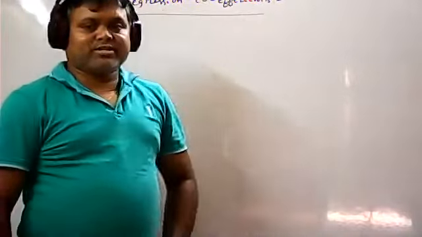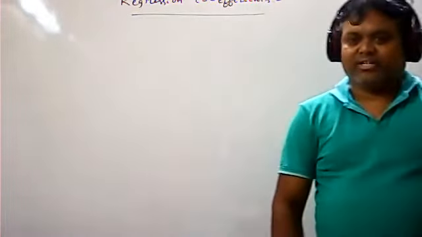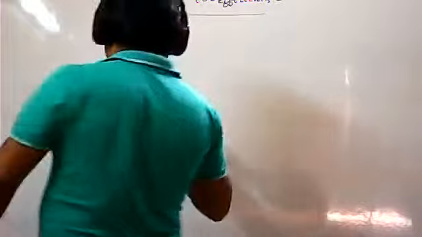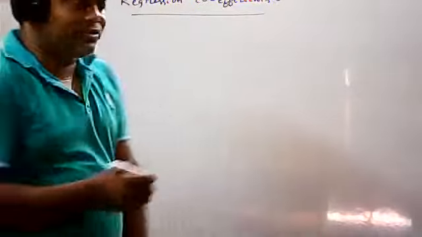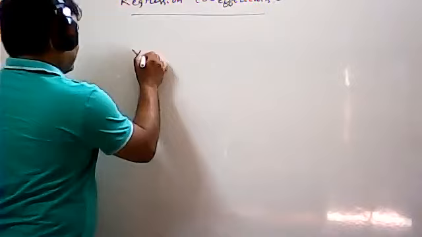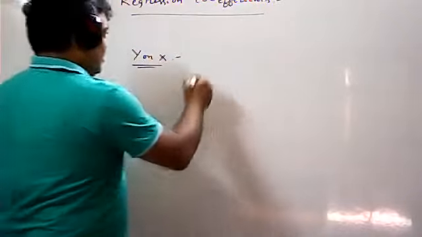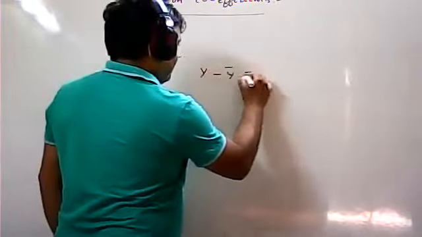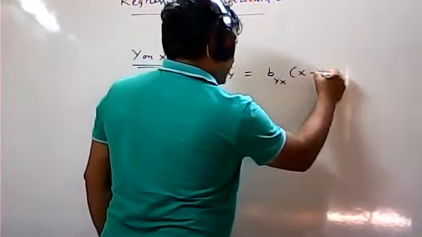There are two types of regression coefficients. The first one is the regression coefficient of y on x, and the second one is the regression coefficient of x on y. So already you know the y on x regression equation and the x on y regression equation. Already we have done that proof, so I will just write the y on x regression equation. What is the y on x regression equation? You got y minus y bar equal to byx into x minus x bar.